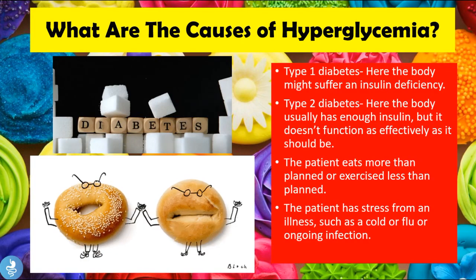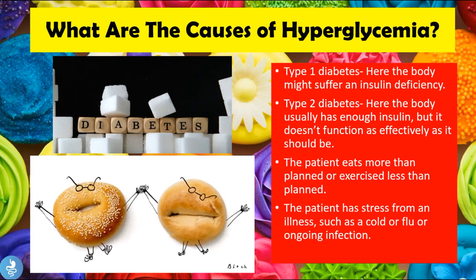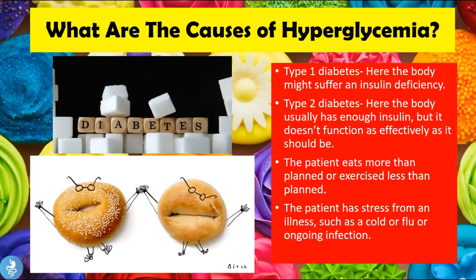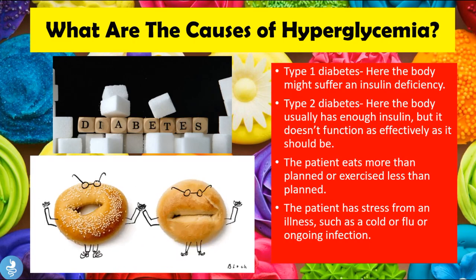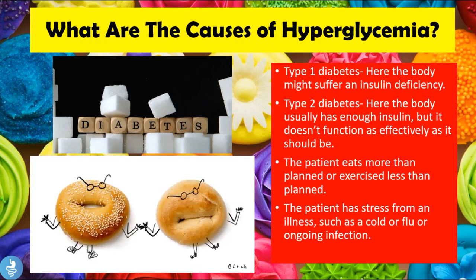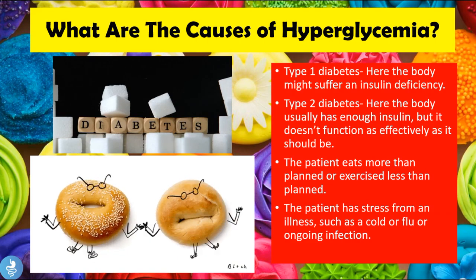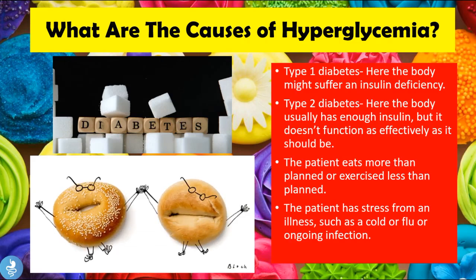So hyperglycemia can be caused by type 1 diabetes, and in this disease, the body might suffer an insulin deficiency. Another cause could be type 2 diabetes, and here the body usually has enough insulin, but the insulin doesn't function as effectively as it should. Another cause can be that the patient eats more than he planned or exercises less than he planned, which can cause a surge of sugar in the blood. Hyperglycemia can also be caused by stress from an illness such as a cold or flu or an ongoing infection. So these are all contributing factors to hyperglycemia or high levels of sugar in the blood.